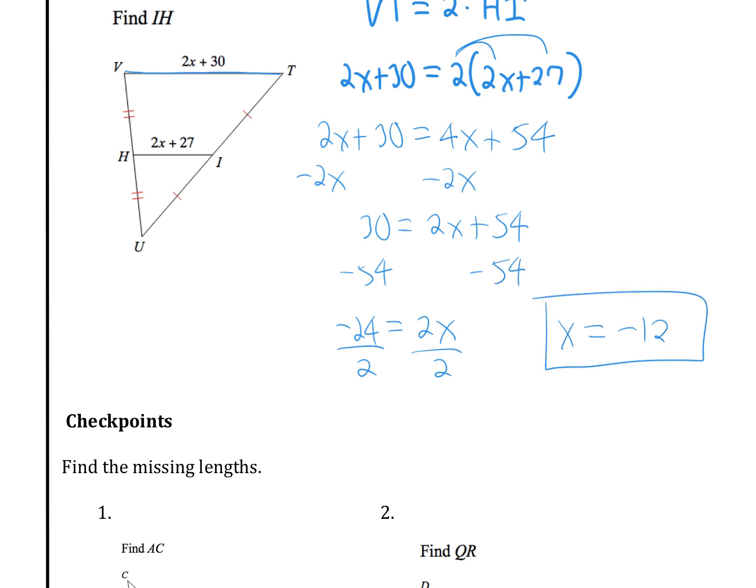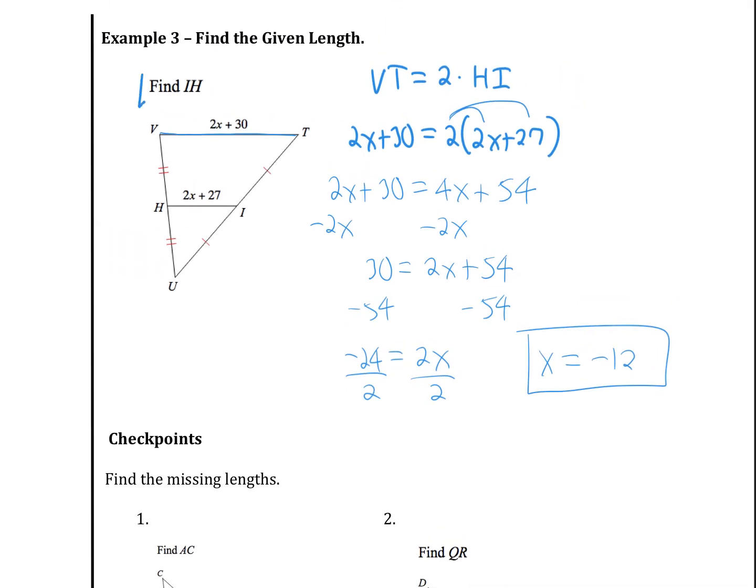Okay. And we're actually not done yet. The reason why this one's different, what is it asking for? It's asking for us to find IH. Do we have IH or do we have x here? We have x. Let me erase that. I can't erase it. Oh, well. So this is actually not the answer here. This is just part of the answer. We've got to find IH.